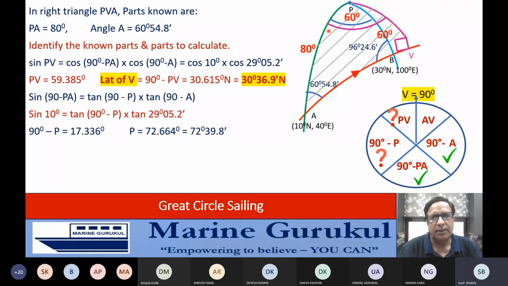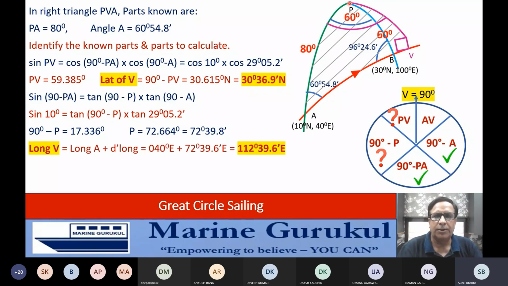In the diagram we can see this is the D long from A to B, and the diagram clearly shows that the D long is easterly from A to V. Therefore the longitude of V would be the longitude of A, which is 40 degrees east, and D long is east, so we add them and we get the longitude of the vertex as 112 degrees 39.6 minutes. So the coordinates of the vertex are 30 degrees 36.9 minutes north, 112 degrees 39.6 minutes east.